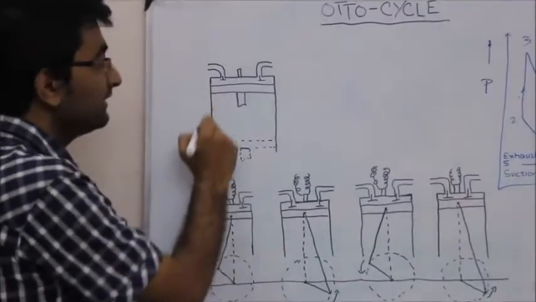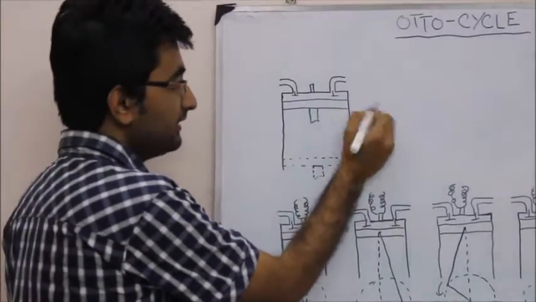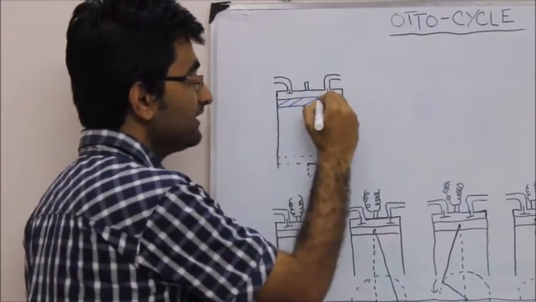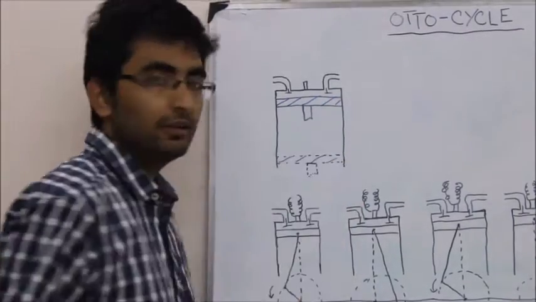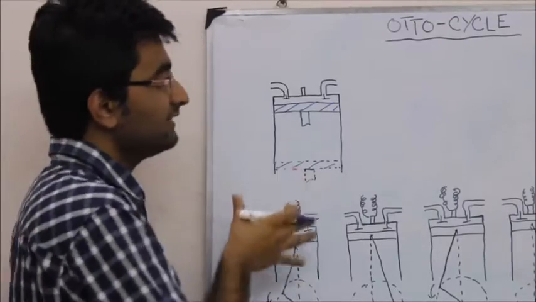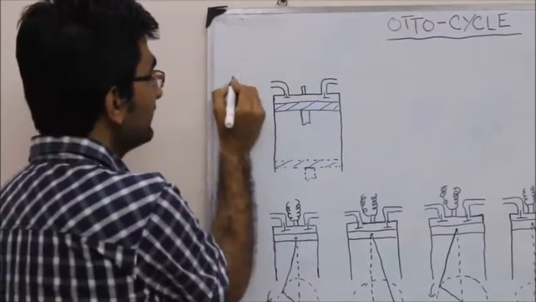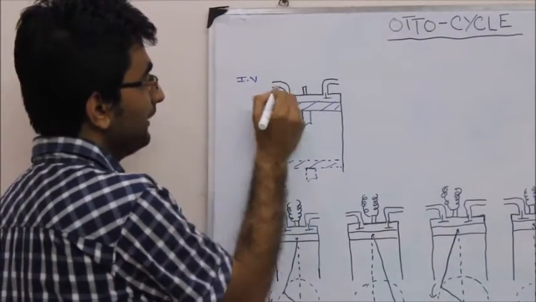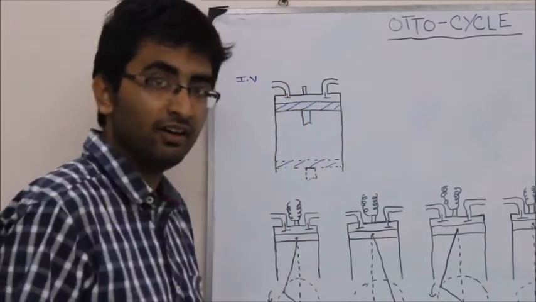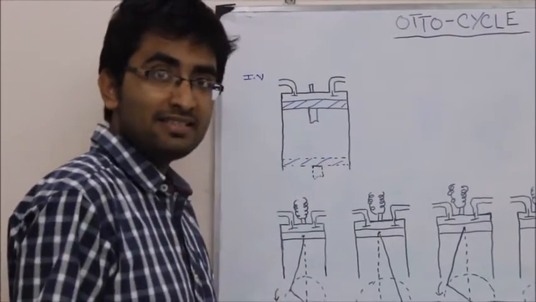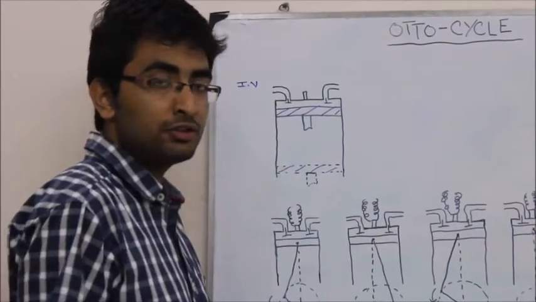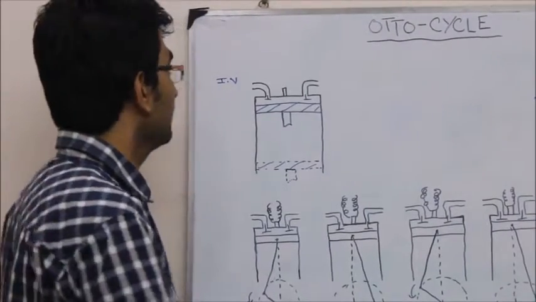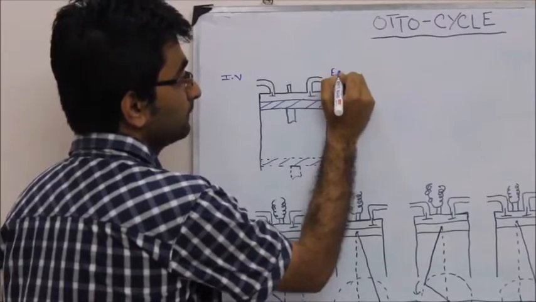See, this is the cylinder, and we have this one as the piston. The piston reciprocates inside the cylinder. Now, this is the inlet valve. The inlet valve is actually activated through a cam mechanism, which you will be learning in the forthcoming sessions. And this is the exhaust valve.